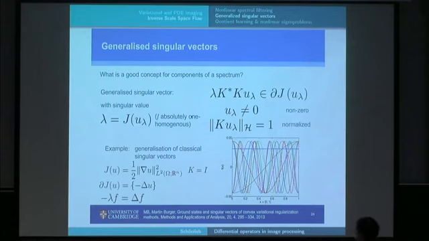Okay, so if you now take j as something that is differentiable, so just the gradient of u in L2 squared, for instance, and k equals the identity, this actually brings you back to the usual notion of singular vectors, which are the ones for which minus lambda f equals the Laplacian of f.